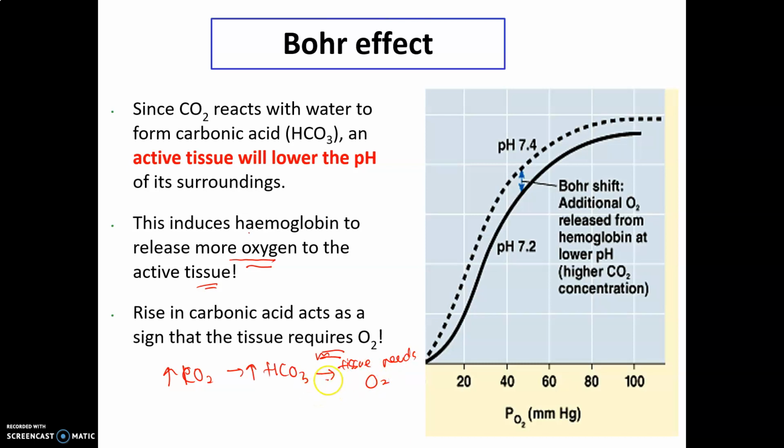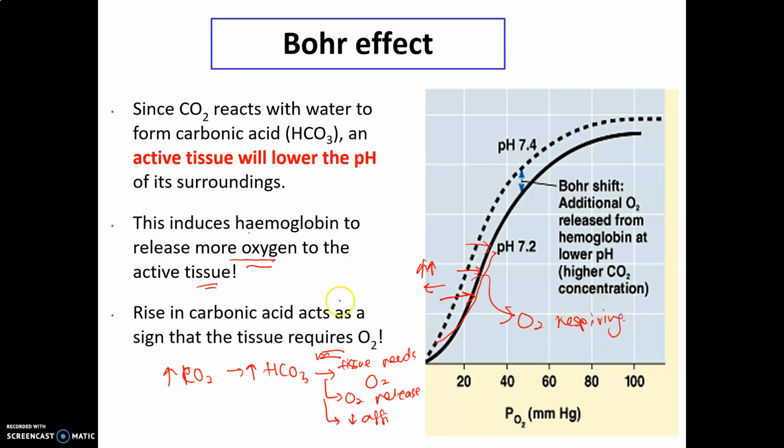Bila tissue needs oxygen means that oxygen has to be released. The only way untuk oxygen to be released, affinity towards oxygen akan reduced. That's why graph tadi, instead of shift to the left, which is increase affinity, graph tadi akan shift to the right. Okay, di mana menunjukkan bahawa affinity towards oxygen akan drop. Barulah oxygen boleh release kepada respiring tissue. Itu yang dikatakan Bohr's effect.